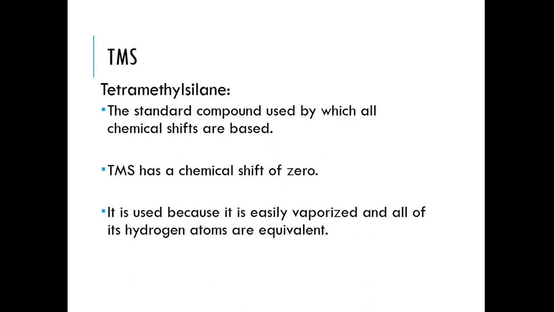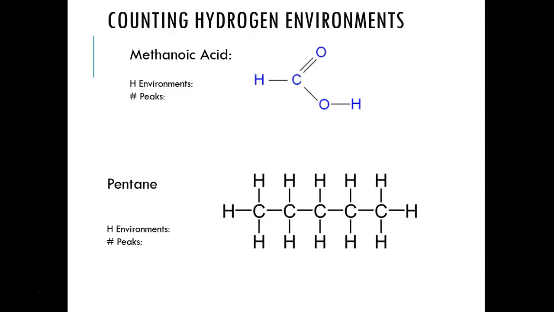Now, TMS is tetramethylsilane, looks like that. And this is the standard compound, and we base all chemical shifts off this. So this is set as a chemical shift of 0. And we use this because it's easily vaporized, and all the hydrogen atoms are equivalent to each other. They're all in the exact same environment, so it gives us a nice strong peak. And also, since they're attached to silicon, they're not going to overlap with other things that we're looking at.